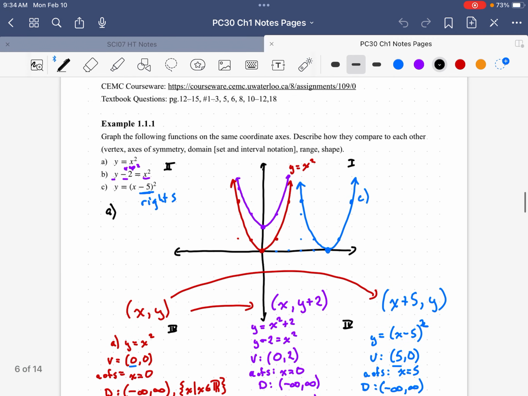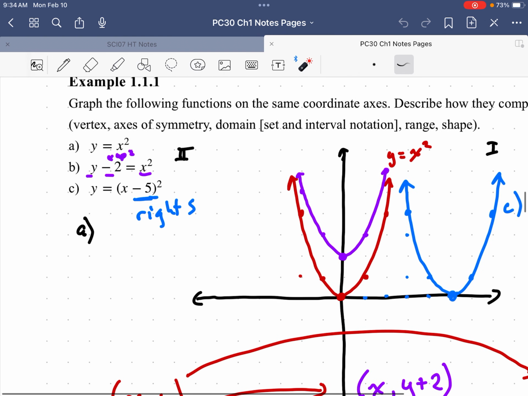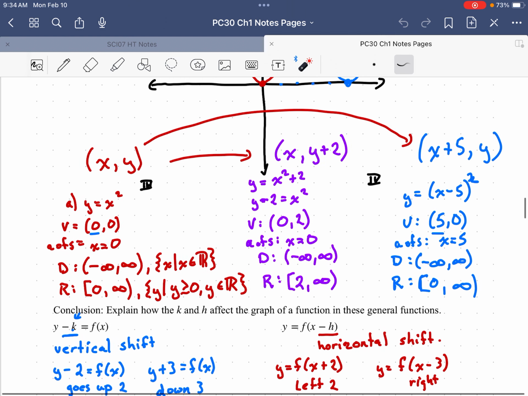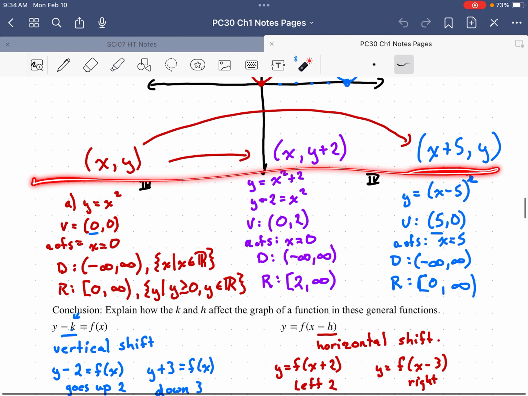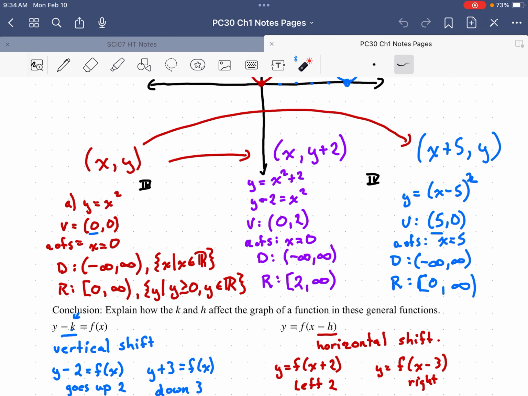Right, shifts like this where we move it around, we have to remember that when it's attached to the variable, we do the opposite. But when it's on the other side of the variable, we do the same thing. Right, these are our transformation mappings when we're stretching. It affects our domain and range.